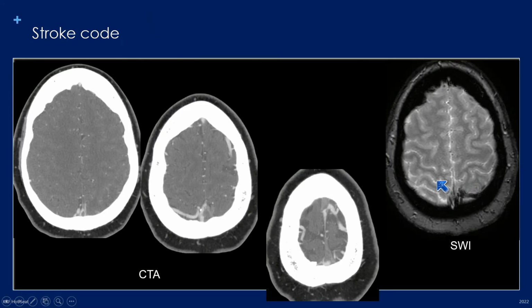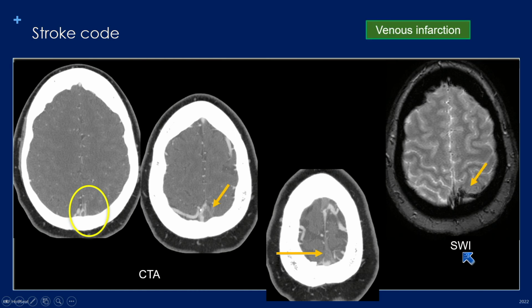So again, it was a stroke code. He had a CTA, and the CTA shows us this normal cortical vein here on the right side, but on the left side we see this non-enhancing cord. The SWI helps us because we can see that there's blooming where there should be this cortical vein. So once again, this is a cortical vein thrombosis with a venous infarction.